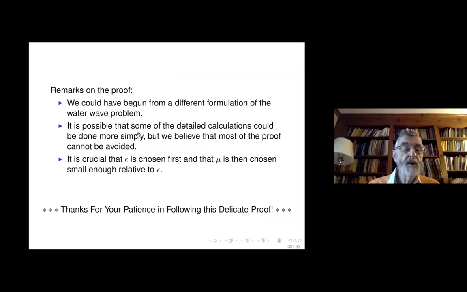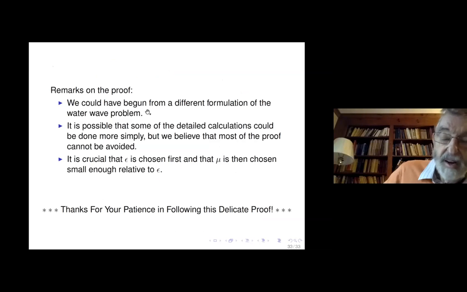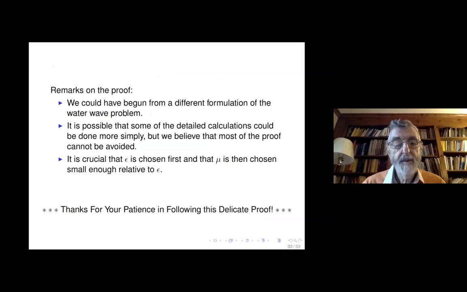So we could have begun from a different formulation of the problem. We didn't have to start, I believe, from the Zakharov-Craig-Sulem formulation, but that is a nice way to do it. And maybe using a different formulation, some of the calculations could be done a little more simply, but we're pretty convinced that you can't do the main ideas of the proof seriously more simply, except in terms of the calculations.